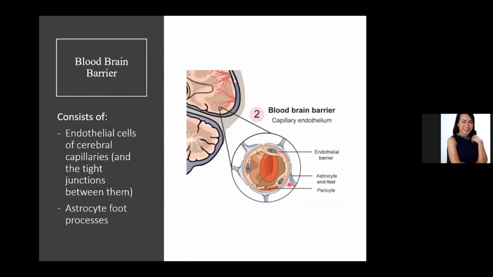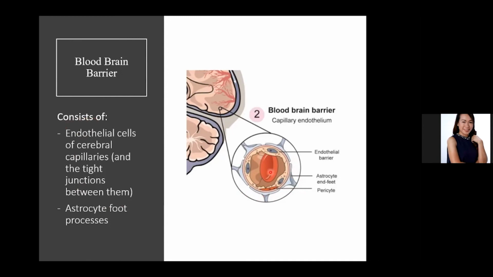So this is a capillary, and then it is surrounded by, of course, the endothelial cells. In between them, there are tight junctions here. So these are your tight junctions. And we can see here as well the foot processes of your astrocyte, or your astrocyte end-feet. So this is what consists of the blood-brain barrier.